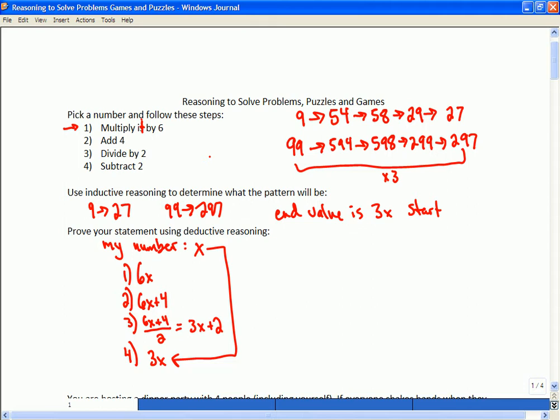So again, those are the 2 types of reasoning that we've been practicing. Inductive is when you try a bunch of experiments and you see what your patterns are. Deductive is when you're actually proving beyond any doubt that your pattern works for every possible number.